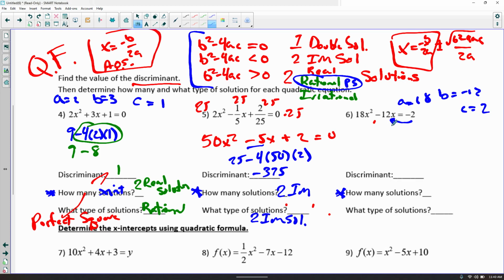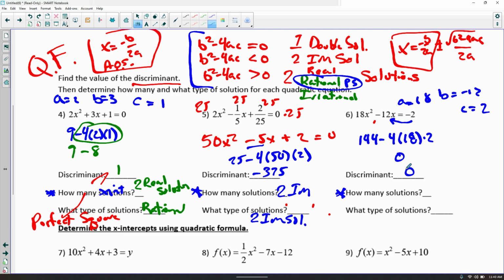All right, so let's go through this. 144 minus 4 times 18 times 2. Backfire. I don't even know what 4 times 18 is. I bet if you multiply that all together, I bet you get 144. We're getting 0.